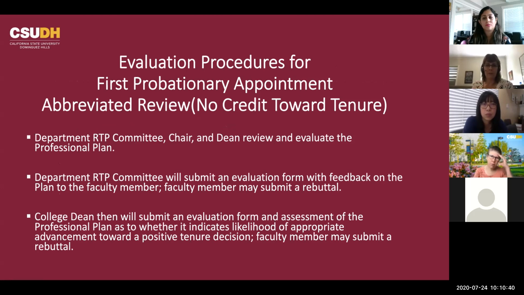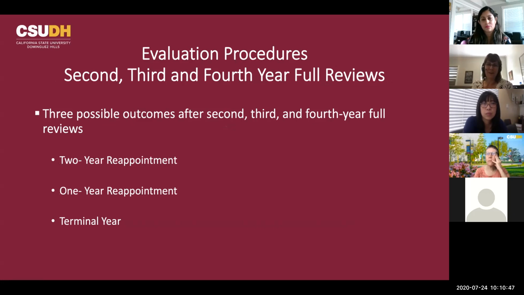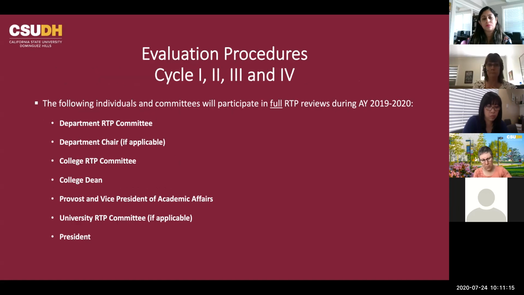Regarding this, it's a bit more extensive. The evaluation procedures going forward, there are essentially 3 outcomes. One is a 2-year reappointment. Another one is a 1-year reappointment. And the one that nobody wants to have happen is a terminal year. Very, very rare, okay? And so those are the outcomes of your full reviews.